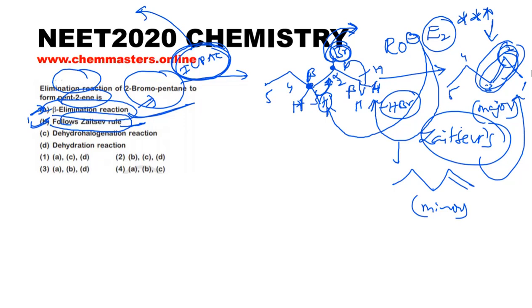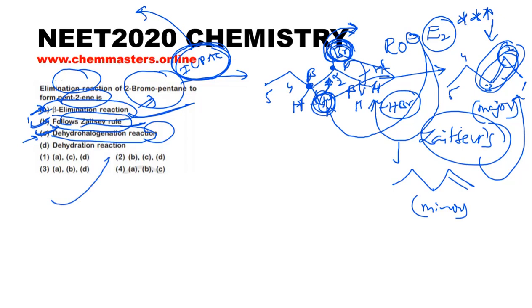Now just look at the third statement, dehydrohalogenation reaction. You can see hydrogen and halogen both are eliminating from that substrate. That's why we can call it a dehydrohalogenation reaction. That's why the third statement is also the correct one.